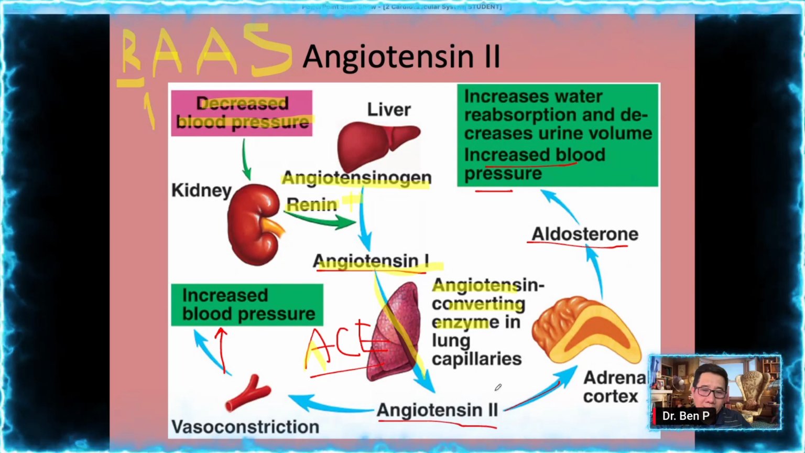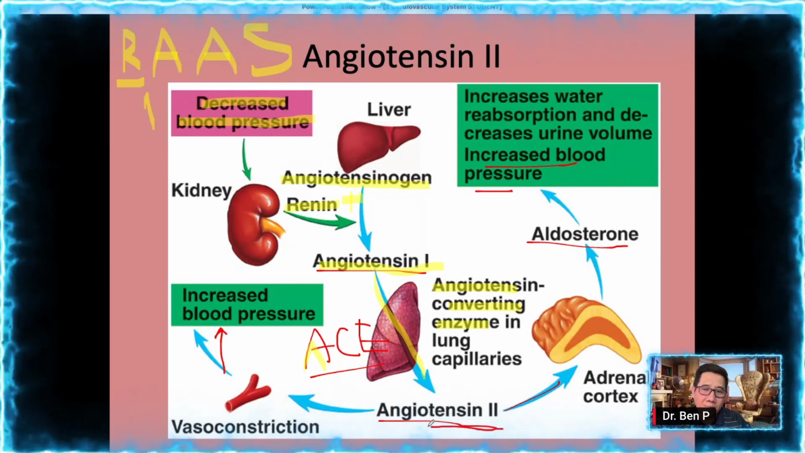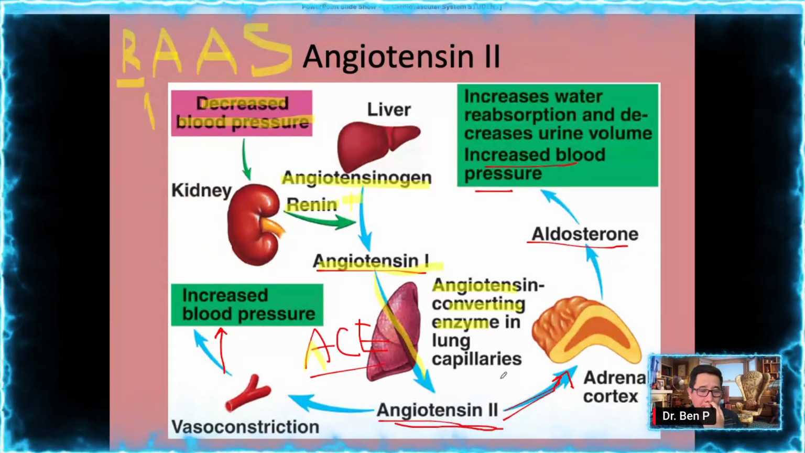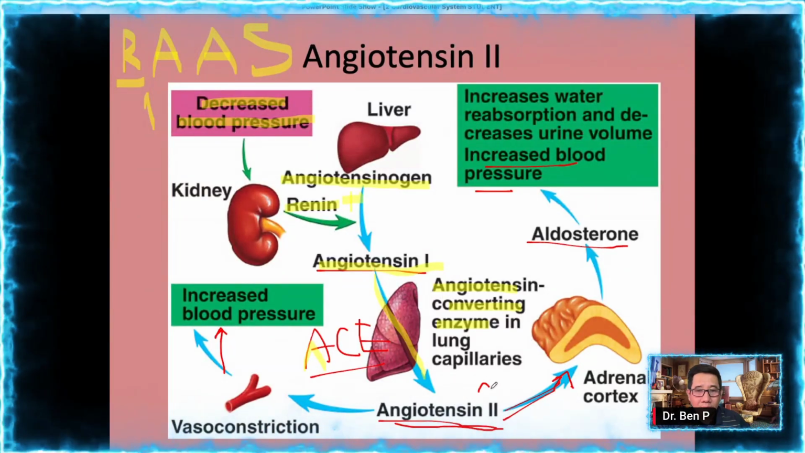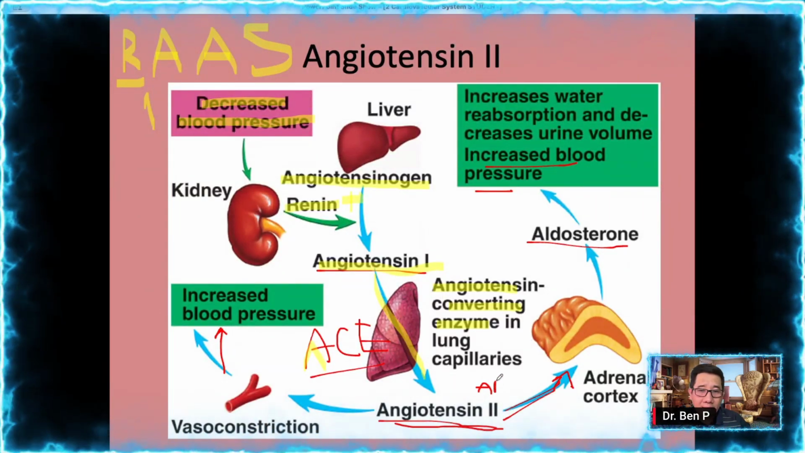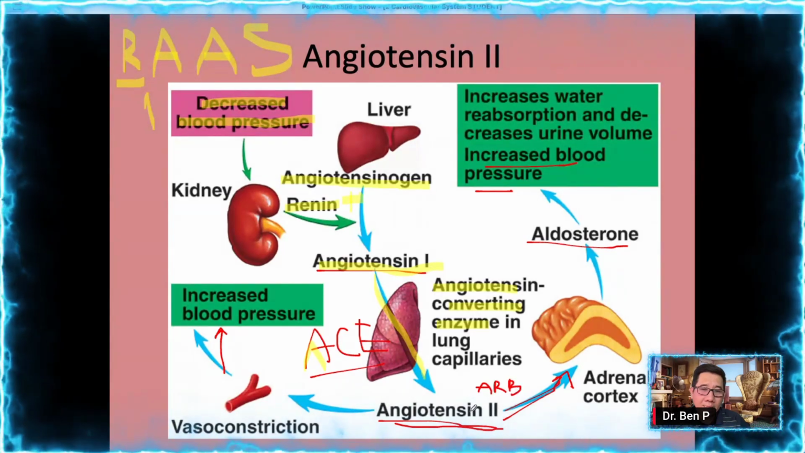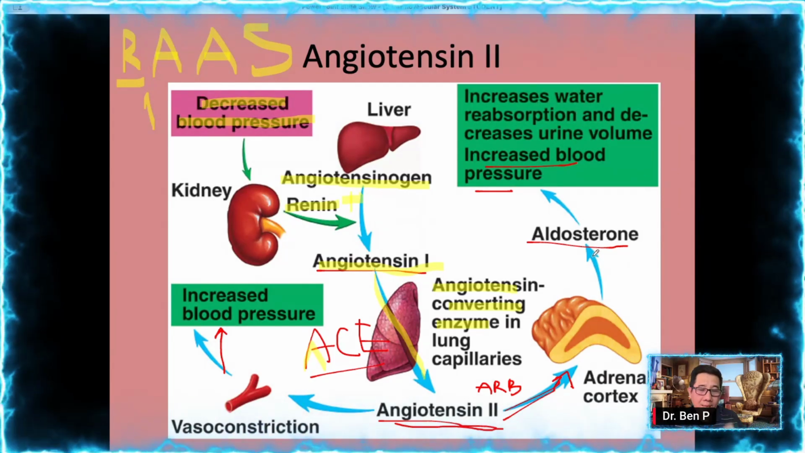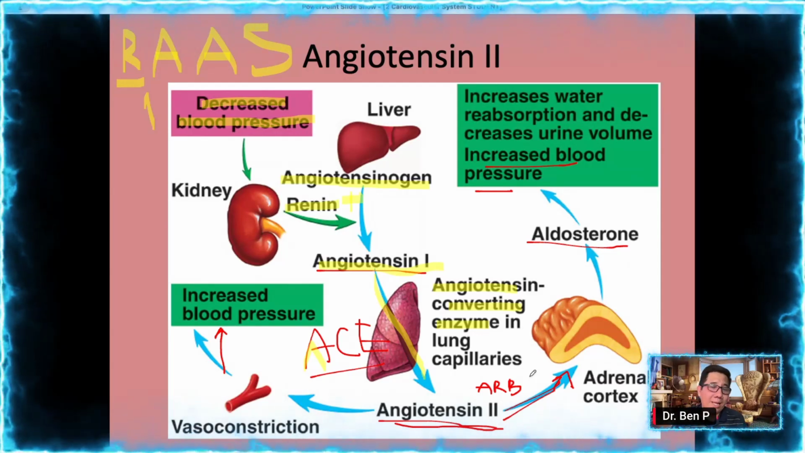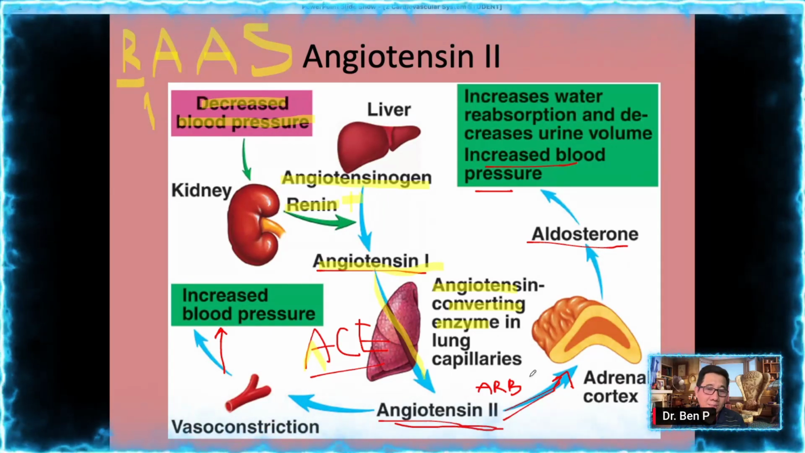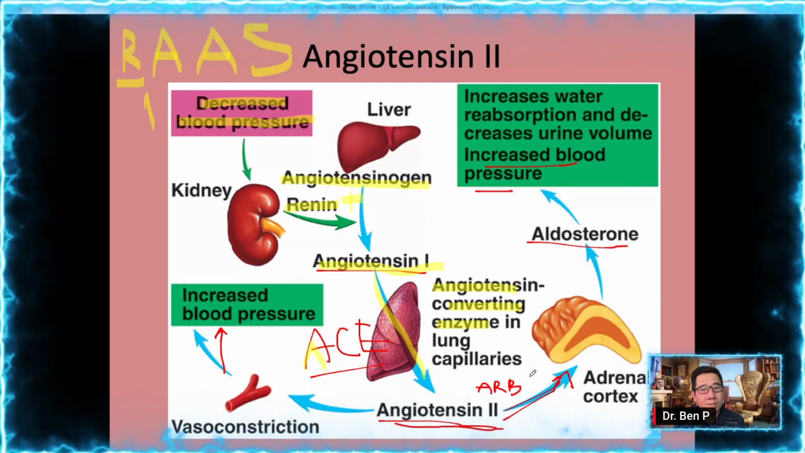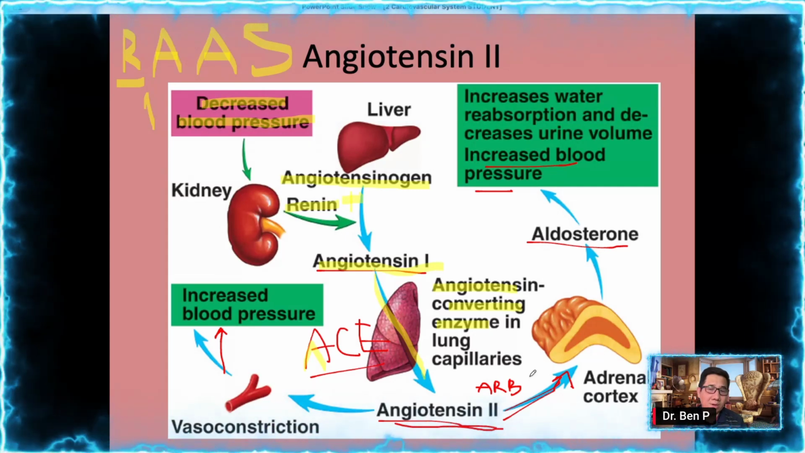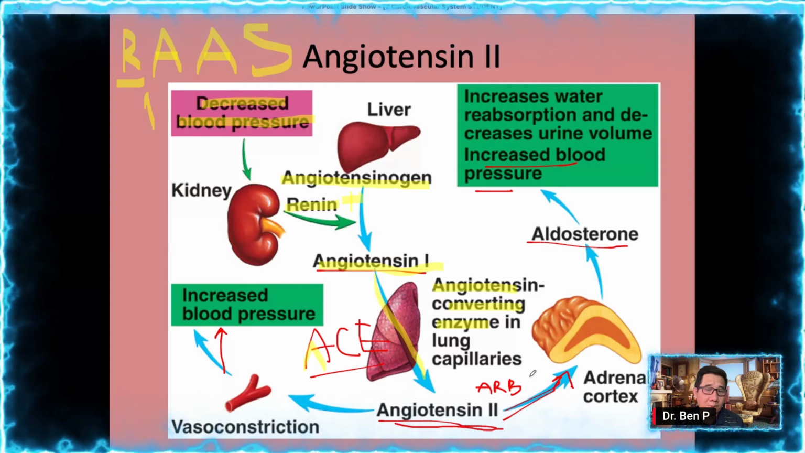Another one that we often prescribe acts on angiotensin 2 going to your adrenal cortex. This is the ARB. We call it ARB. ARB is a medication that blocks angiotensin 2 from telling your adrenal cortex to secrete aldosterone. ARBs always end with sartan, S-A-R-T-A-N, like losartan, one of the most common medications we give out. Losartan blocks the angiotensin 2, and therefore your adrenal cortex will not produce aldosterone, and therefore your blood pressure will not go up.